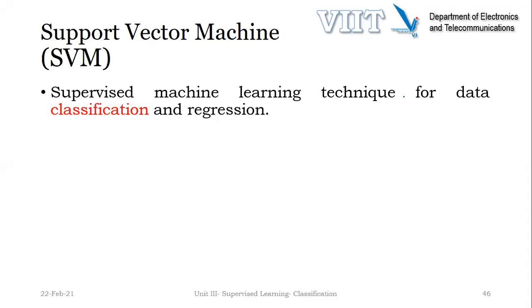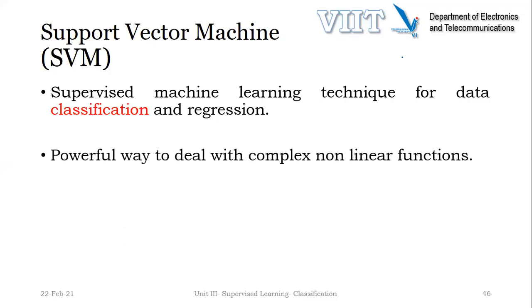But mostly you will see that SVM is used for classification because there are other algorithms which do better than SVM as far as regression is concerned. So mostly SVM is used for classification. It's a more powerful way to deal with complex nonlinear functions, that we are going to see.